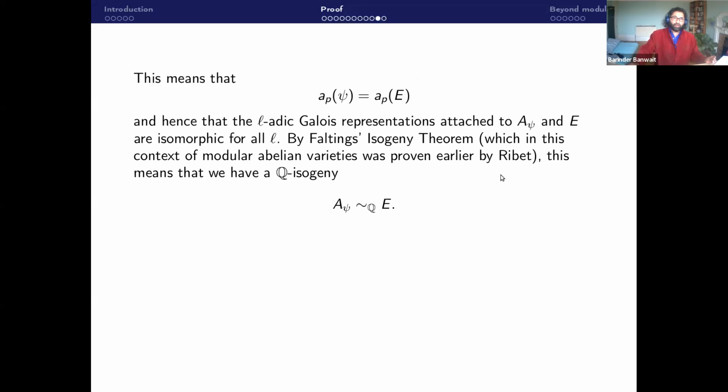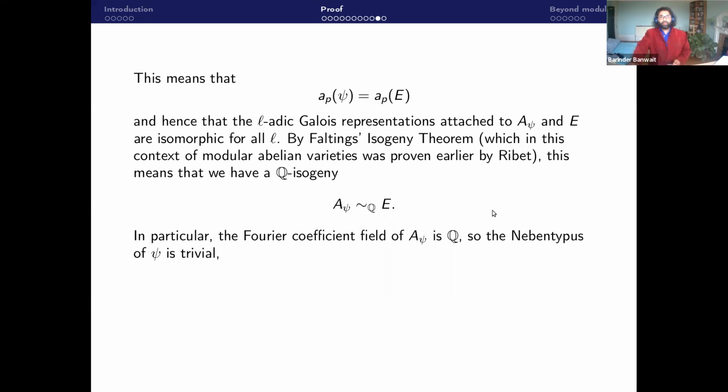And then, so one could apply Faltings' isogeny theorem at this point, but this was actually already known by earlier work of Ribet. We actually get a Q-isogeny between A_psi and E from the fact that the Galois representations are isomorphic.